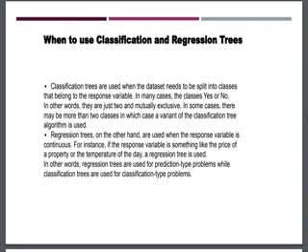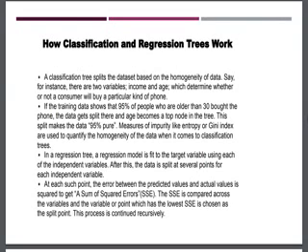When to use the classification and regression trees. Depending upon the response variable, we choose whether to use the classification or the regression trees. The classification trees are used when the response variable is fixed or categorical and the dataset needs to be split into classes, while regression is used when the response variable is continuous and we need to predict the value of the variable. In other words, regression trees are used for prediction type problems while classification trees are used for classification type problems.